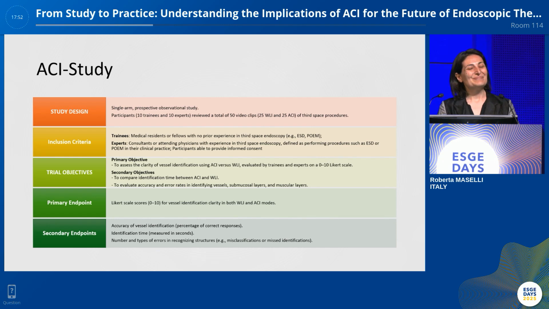Okay. And we asked them to do what you did tonight. So just simply looking at videos and comparison white light versus ACI. And for sure, we need a scale. So we used the Likert scale scores from 0 to 10 to see the visualization of three main things. That was the submucosal vessel, the muscle layers, and finally, the submucosal layers. So it's three different things.